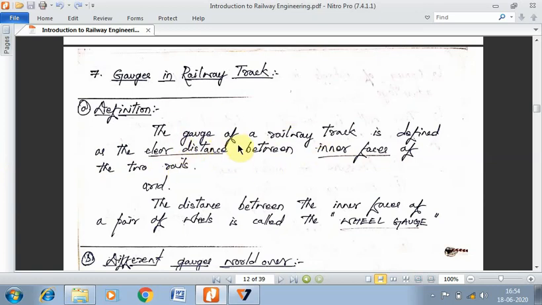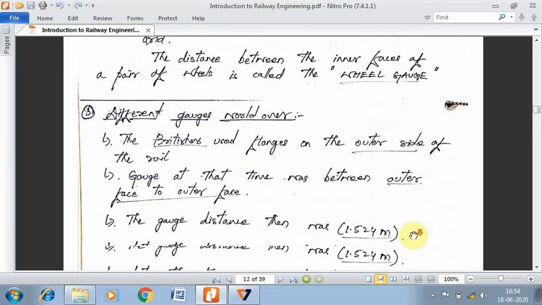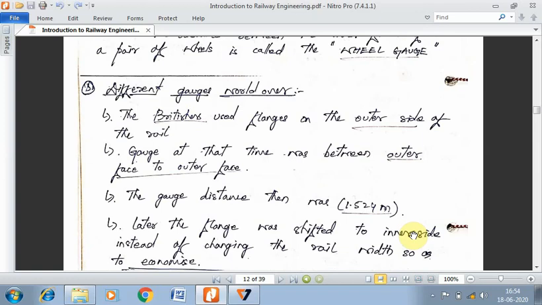On the other hand, I told you that there is something called wheel gauge also, which is the clear distance between the inner faces of the pairs of the wheels, or inner faces of the flanges of the wheels, which are attached by a single axle. So these are the two definitions that you need to be clear about. There are different gauges which are being used worldwide.